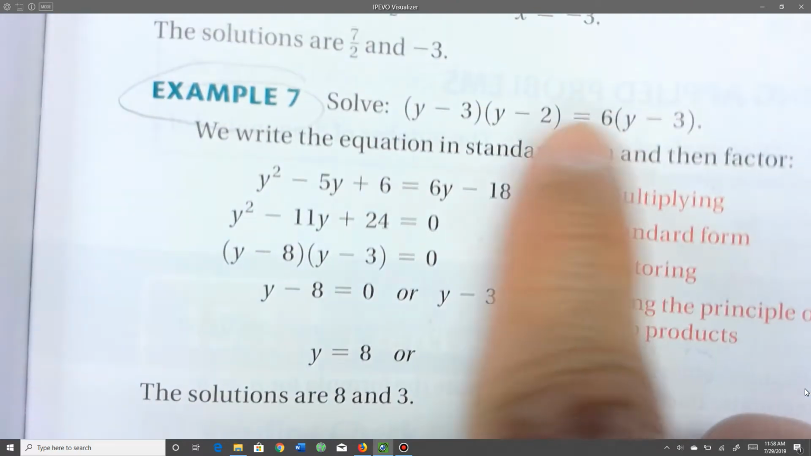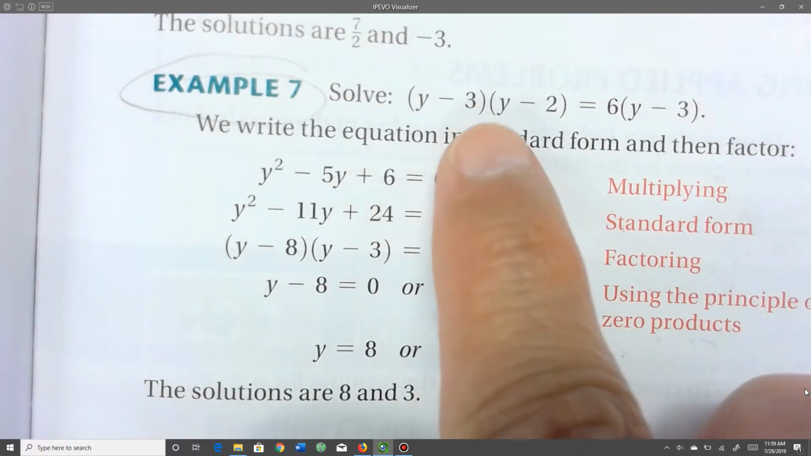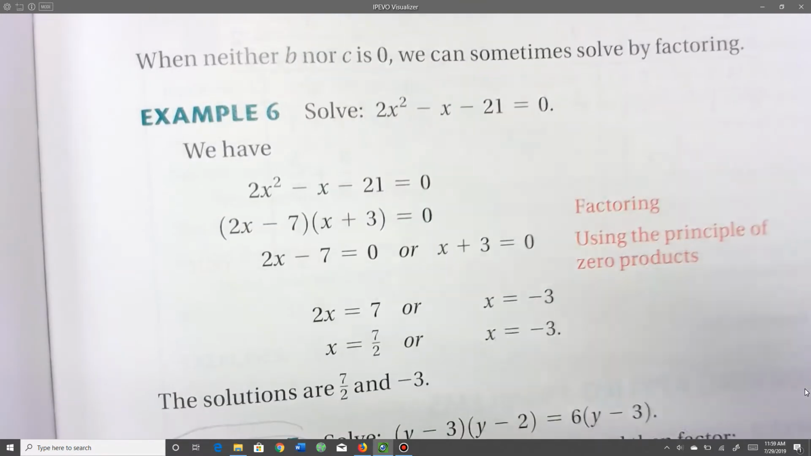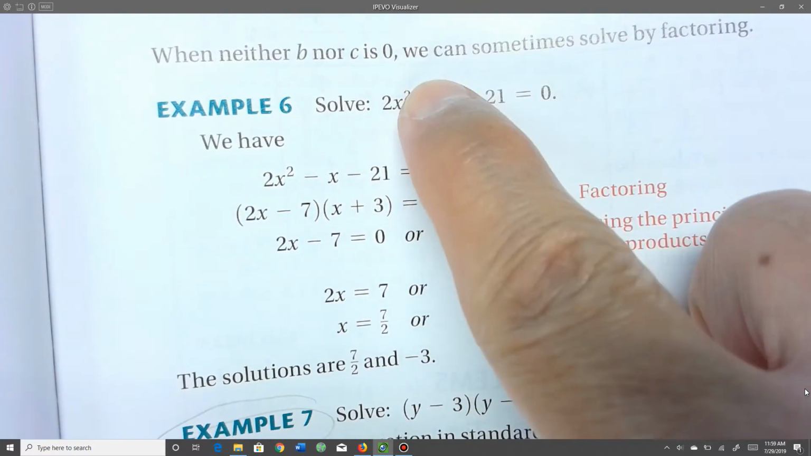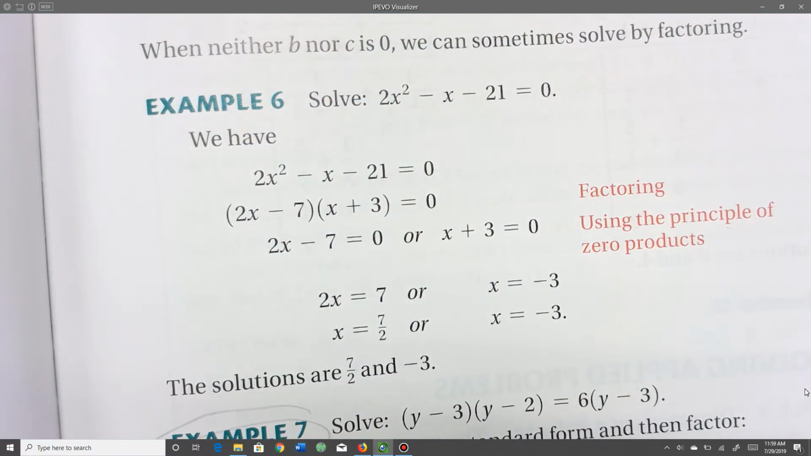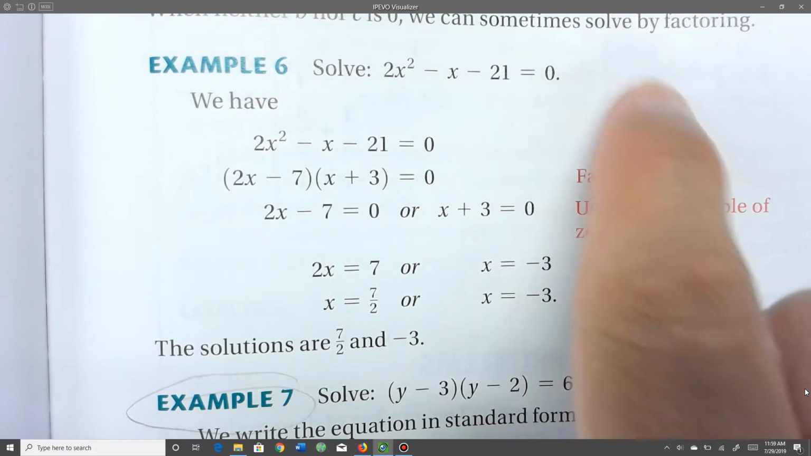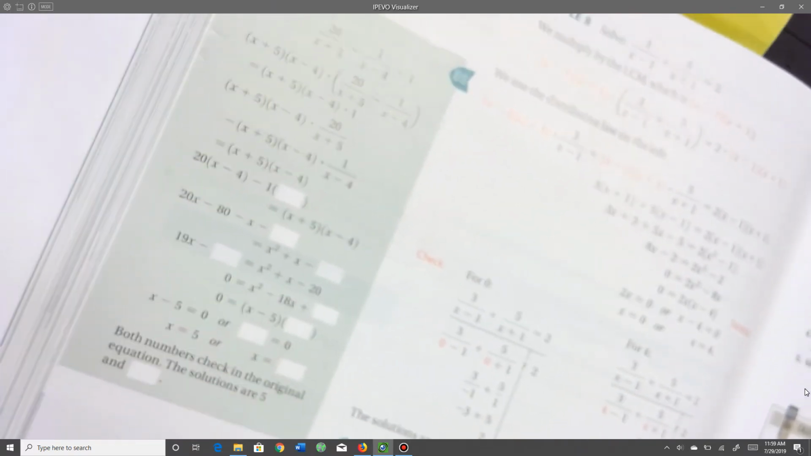Again, you need to make sure that you set it in standard form first, and remember that standard form means that your leading coefficient has to be positive and the leading term has to have a power of 2. And it has to equal 0. I guess those are the only 3 rules that you need to remember.